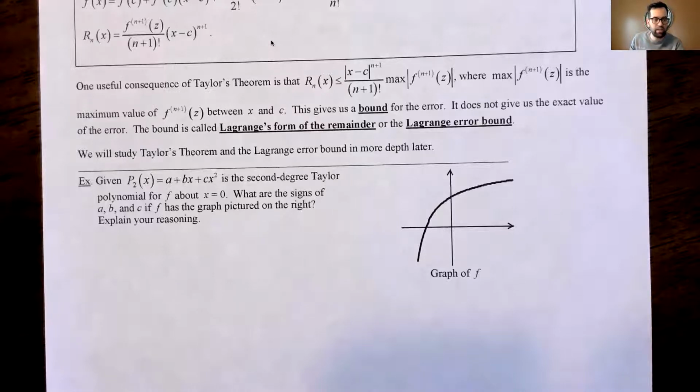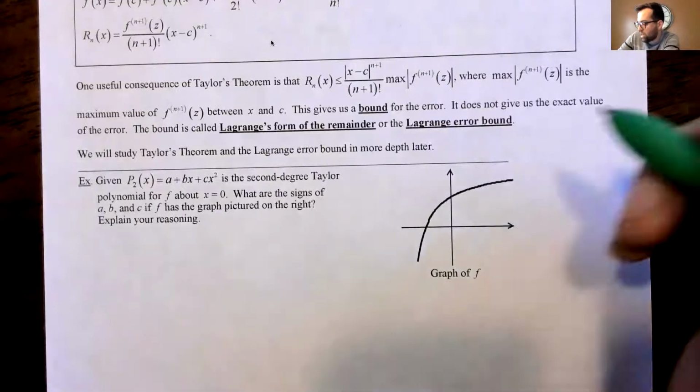So let's take a look at this first example. Given the second degree Taylor polynomial is a plus bx plus cx squared, and it's the second degree Taylor polynomial, as I said, for f about x equals 0, what are the signs of a, b, and c if f has the graph pictured on the right? Explain your reasoning. So we know we are centered about x equals 0. So we're taking a look right here.